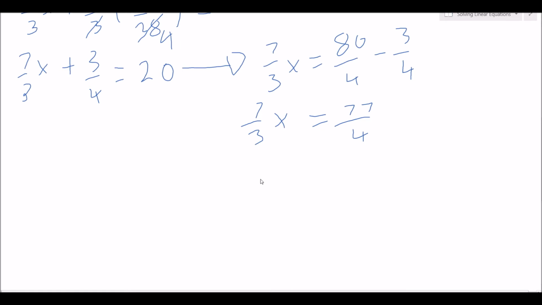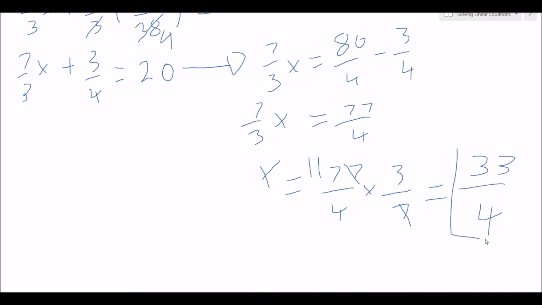What we do next is multiply both sides by 3 and then 7, and then we'll get x. We'd get 77 over 4 times 3 over 7, and that should give us our answer. But here we can already simplify further. We know that 77 over 7 is 11, because 11 times 7 is 77, so we can cross that out and we're left with 11 here. So we're left with 11 times 3, which is 33, over 4, and that is our answer.